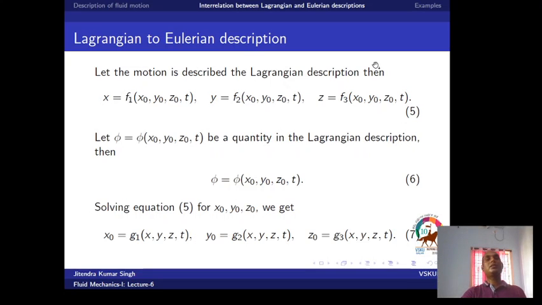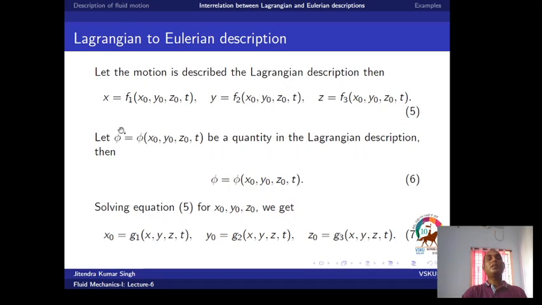So suppose a motion is described in Lagrangian description by x equal to function f1 of x naught, y naught, z naught and t, y is function f2 of x naught, y naught, z naught, t, and z is equal to function f3 of x naught, y naught, z naught, t. So here you see x, y, and z are functions of the initial coordinates x naught, y naught, z naught and t. This is the Lagrangian description.